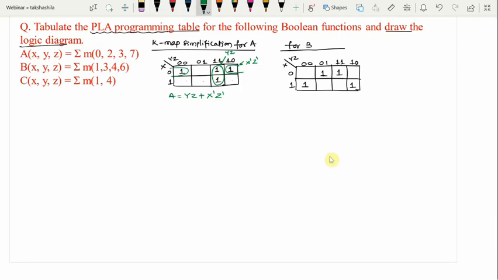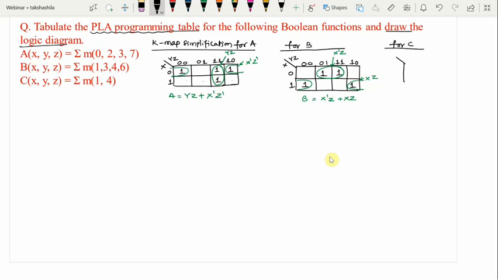Now look here, we can group these two. What is the term we will get? X dash and Z. And these two we can group as well. What is the term we are going to get? That is X and Z. So what is B? B equals X dash Z plus XZ. Anything common we got? No. So try for C also.